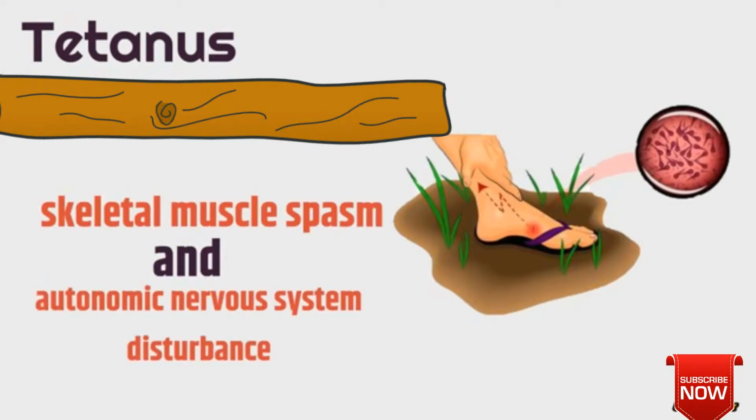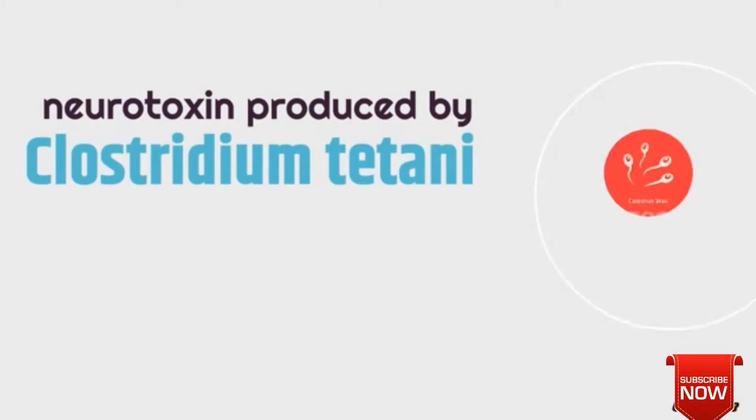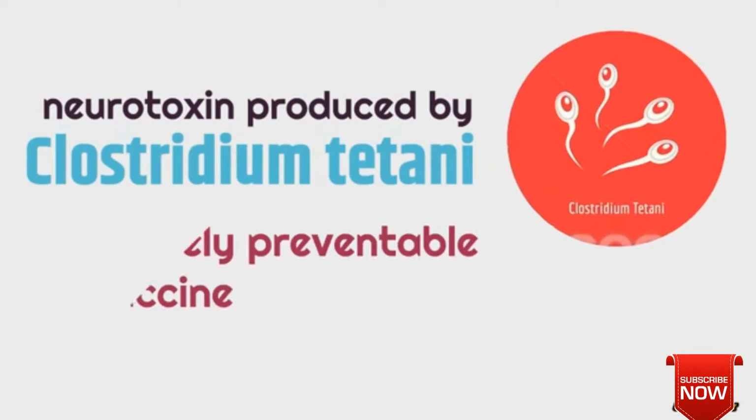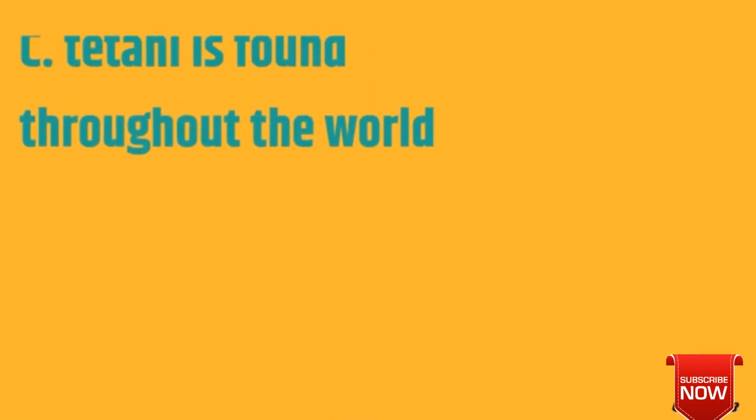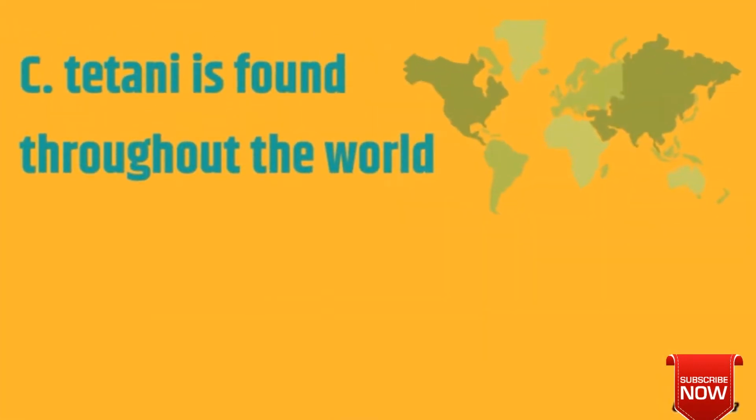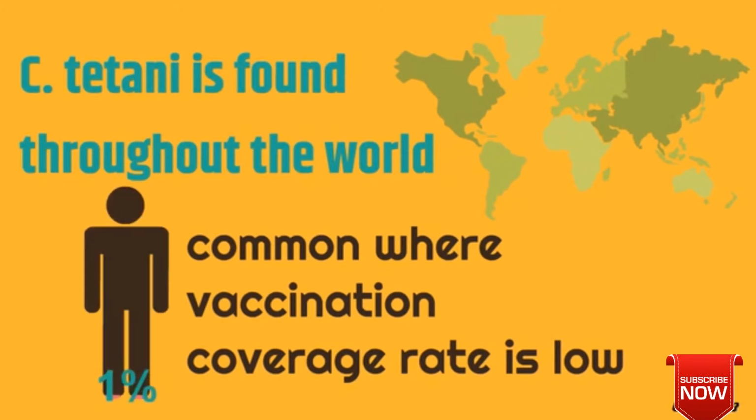Tetanus is an acute disease manifested by skeletal muscle spasm and autonomic nervous system disturbance. It is caused by a powerful neurotoxin produced by the bacterium Clostridium tetani and is completely preventable by vaccination. It is found throughout the world, and tetanus commonly occurs where the vaccination coverage rate is low.